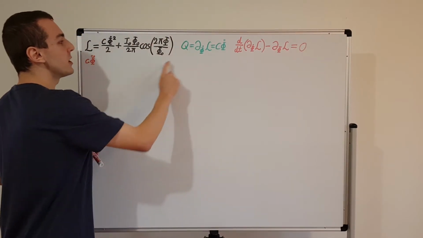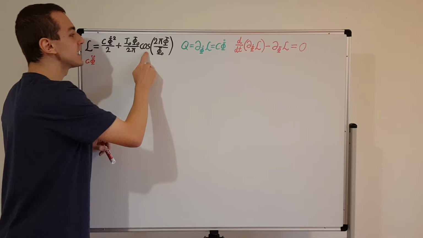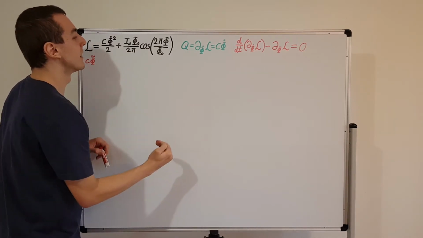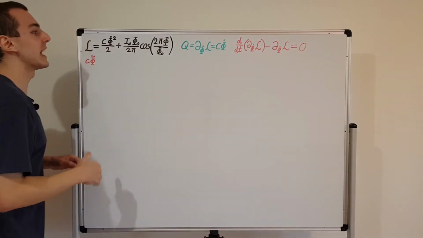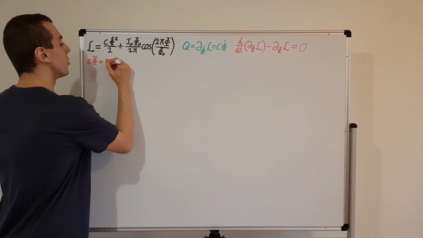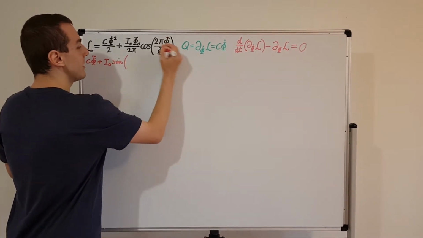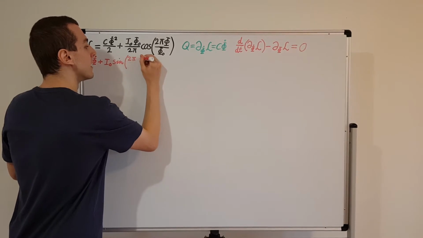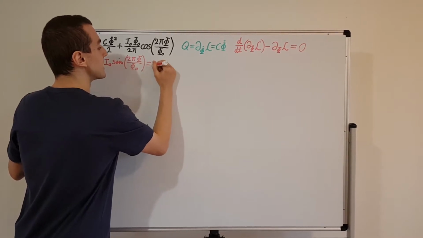So let's differentiate this expression over here. If we differentiate cosine, that's going to give us minus sine. But we already have a minus over here, so those two minuses are going to give us a plus. So we're going to get plus I naught sine of everything inside here, 2 pi phi over phi naught. And this is equal to 0.